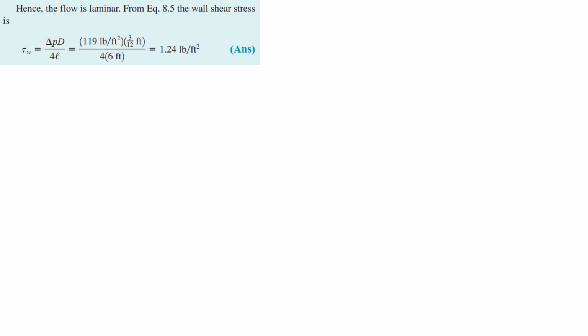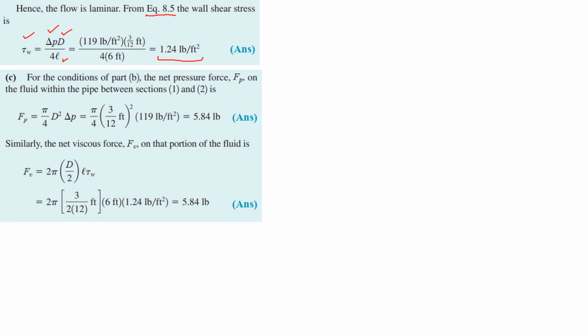From equation 8.5, the wall shear stress, this is the equation that we already derived for our laminar flow. This is the equation of wall shear stress: the pressure drop times the diameter divided by 4 times the length of the pipe. So we have all the values of pressure drop, diameter, and the length of the pipe. We can easily find the wall shear stress, which came out to be 1.24 pounds per square foot.